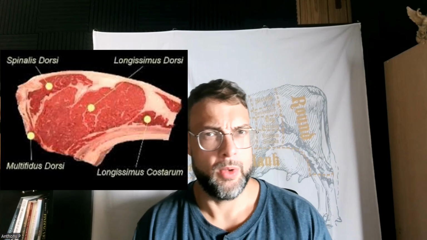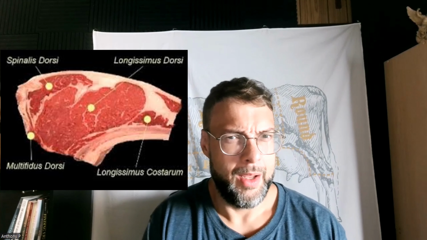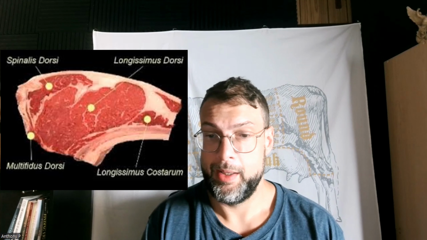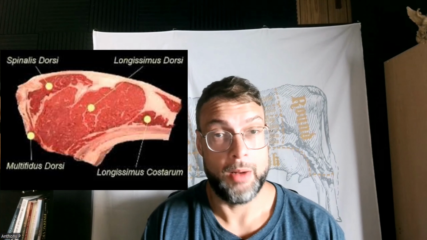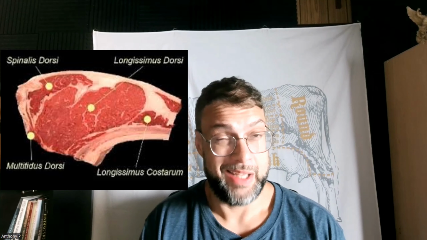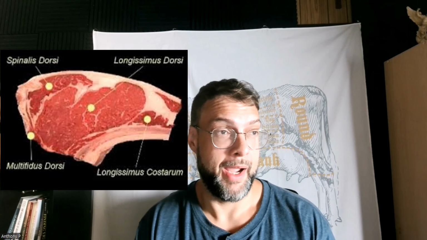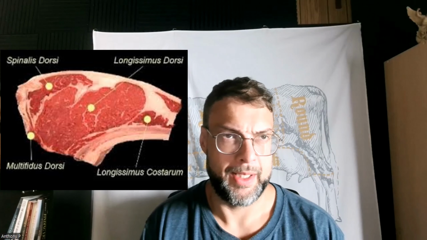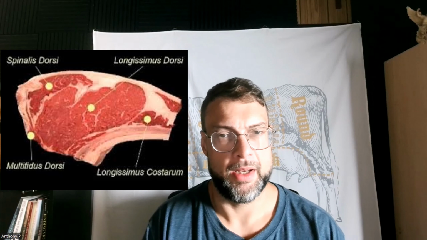So I'm curious though, for you, what is your favorite part of the ribeye? Do you like that pointed end, the longissimus costarum, like I do? Are you a fan of the spinalis dorsi? Do you just like taking that bone on a bone-in ribeye and just gnawing on it afterwards? You get all the connective tissue and the trace amounts of meat off.